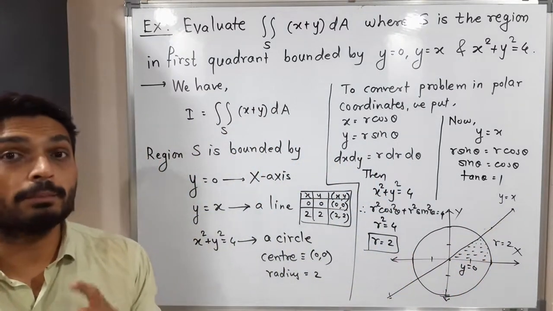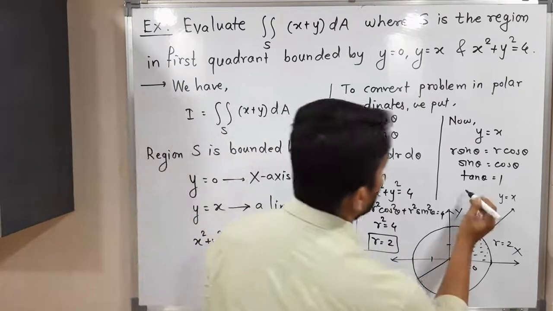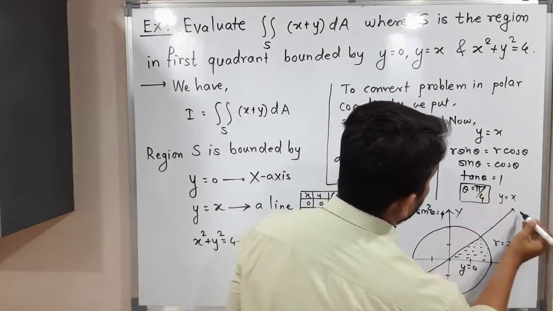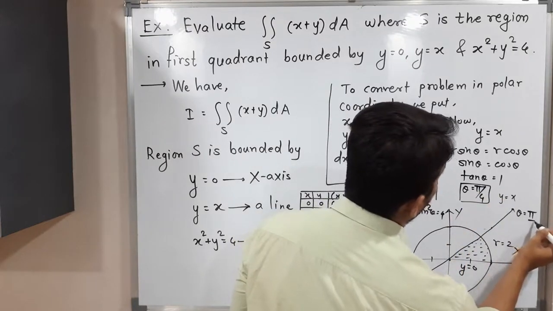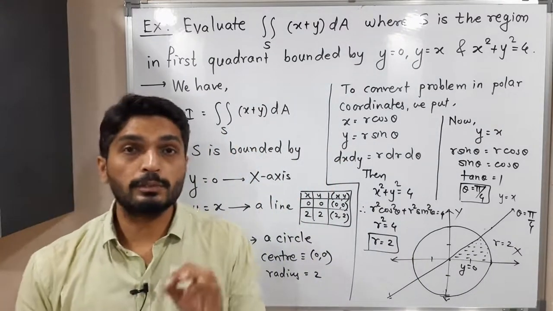So theta should be pi by 4, since we know that tan pi by 4 is 1. So theta is equal to pi by 4. That means the equation of this line is very simple: theta is equal to pi by 4. So in this way, we have converted all equations into polar coordinates.